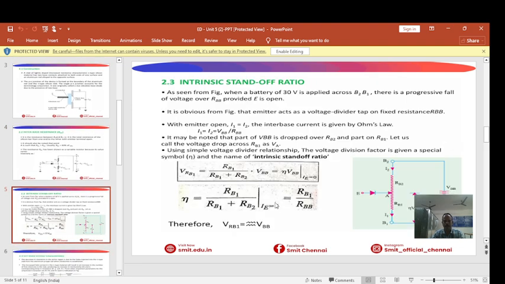Then coming to the important performance parameter of the UJT, the intrinsic standoff ratio, represented by eta. Eta is the ratio of the resistance between the emitter junction and base 1 to the total interbase resistance. That is, eta is equal to RB1 divided by RB1 plus RB2, keeping IE equal to 0. So generally VRB1 will be equal to eta times VBB. This is the important performance parameter of UJT, called the intrinsic standoff ratio.